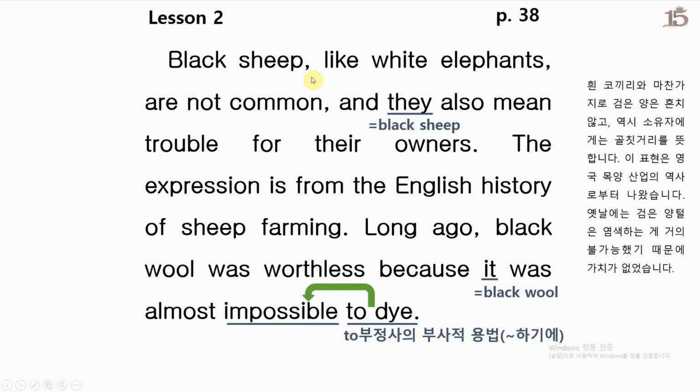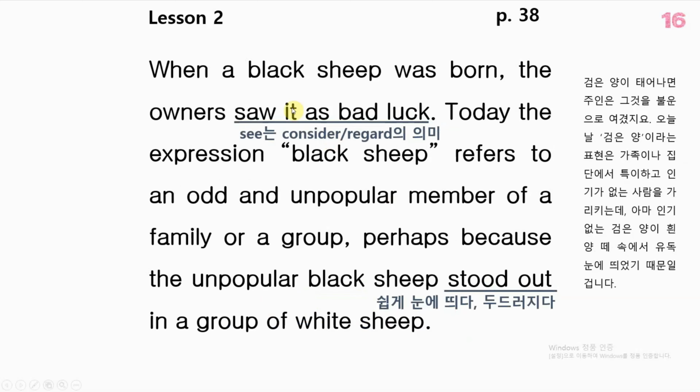Black sheep, like white elephants, are not common, and they also mean trouble for their owners. The expression is from the English history of sheep farming. Long ago, black wool was worthless because it was almost impossible to dye. When a black sheep was born, the owners saw it as bad luck.